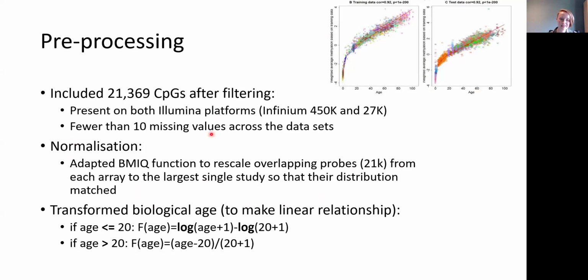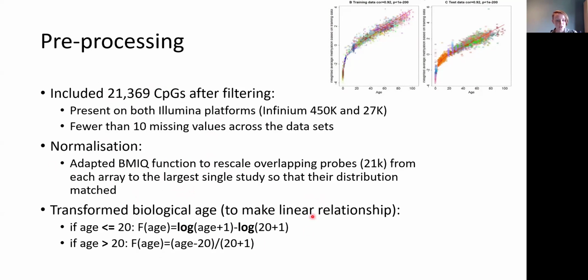They then normalized all of these, essentially rescaling so that all of the different data sets had the same distribution. They said they adapted this BMIQ function, but I'm not going to go into details on that because I do not have time. But essentially they've normalized it so that all of the data sets have similar distribution and can be more directly included in the same data set.